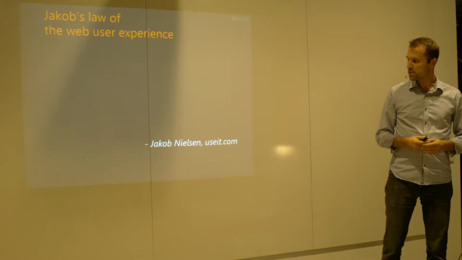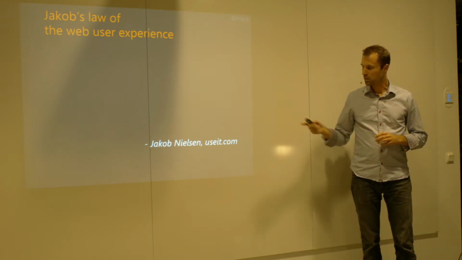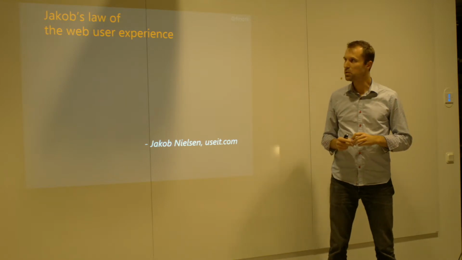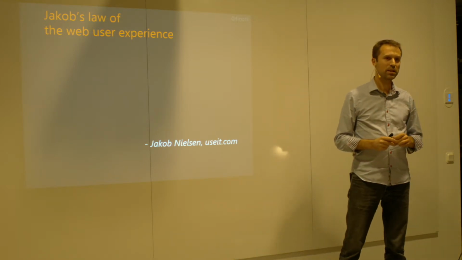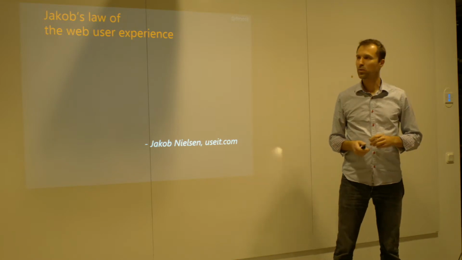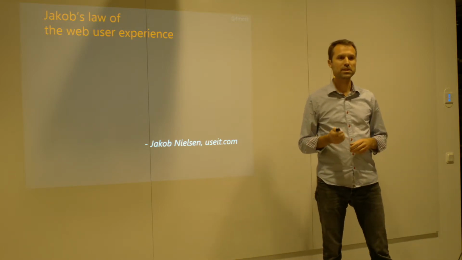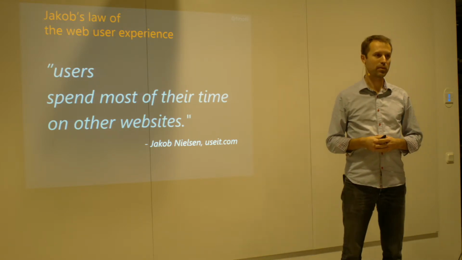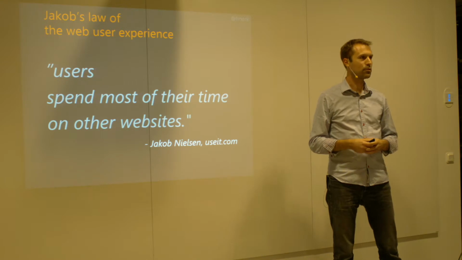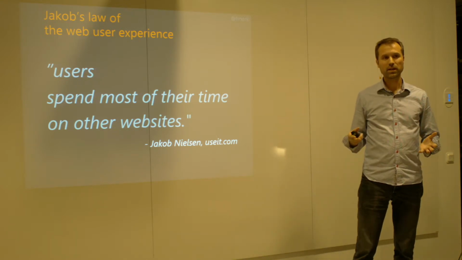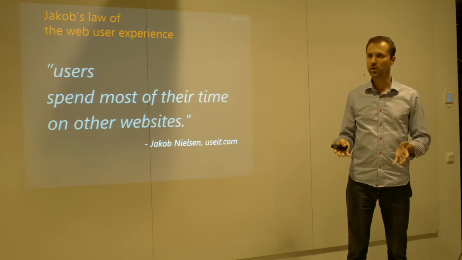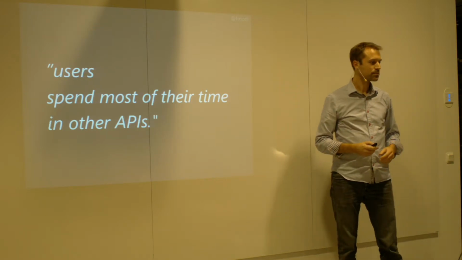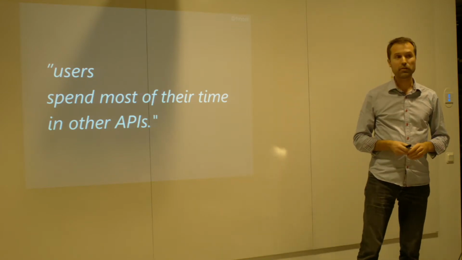There is a guy called Jakob Nielsen running a site called useit.com for many, many, many years. He at least used to specialize in web user experience. And he coined something called Jakob's law of the web user experience. And it goes like this. Users spend most of their time on other websites. The idea is that if you would design a website, a user comes here, and their expectation of how this thing works will be entirely based on their previous experience from other websites. Users spend most of their time in other APIs.